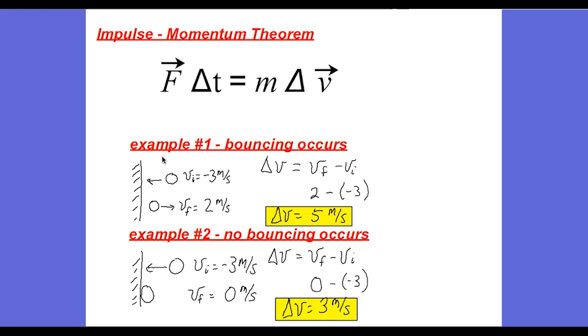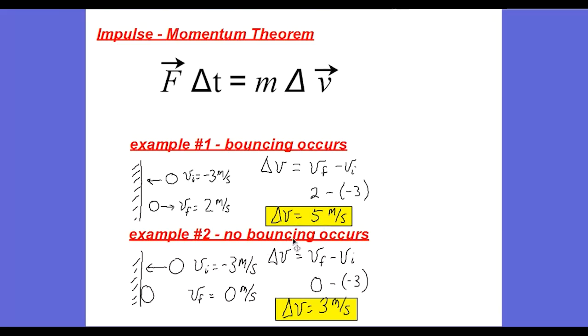In our first example, we'll look at bouncing occurring. So if an object comes in and bounces off something, let the incoming direction be the negative direction. Let's just use as an example an incoming velocity of 3 meters per second, and it bounces off at 2 meters per second. This is a change in velocity of the final minus the initial, or 2 minus negative 3, a change in velocity of 5 meters per second.